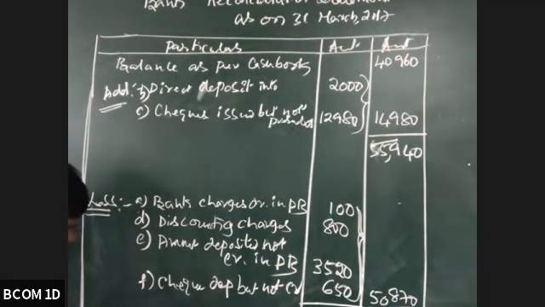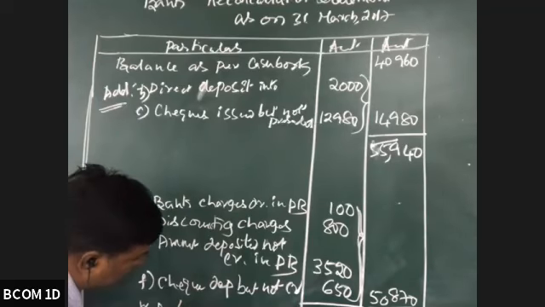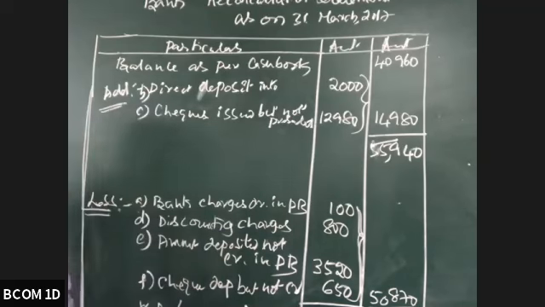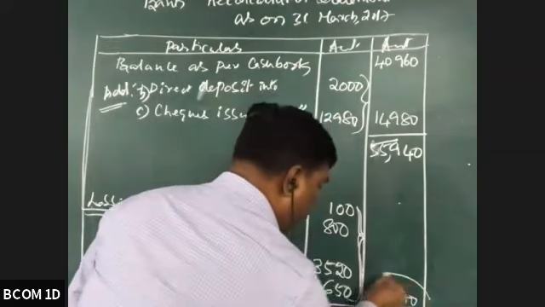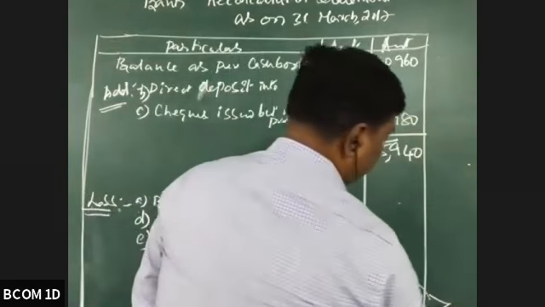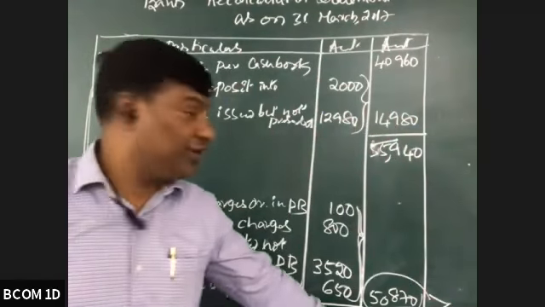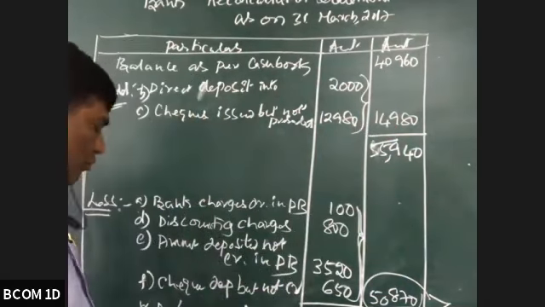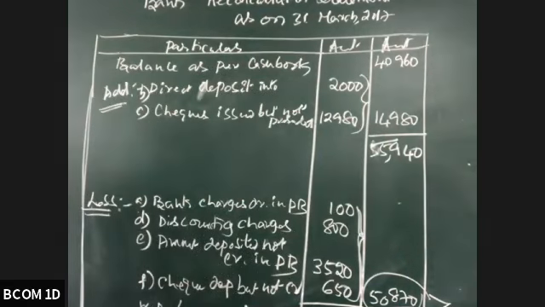And what you get is overdraft. Okay, credit balance. Balance as per passbook. Now, when you say overdraft, if this amount is more than this amount, then it is overdraft. So this is less than this, right?